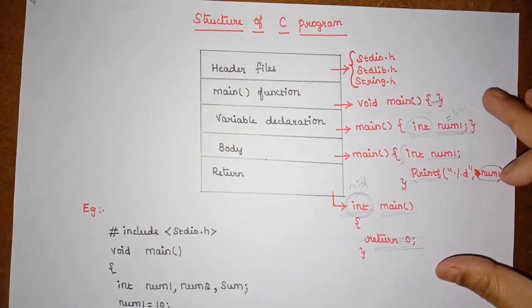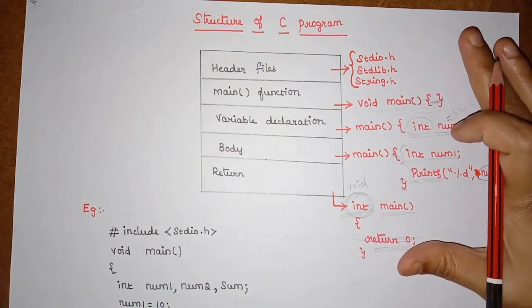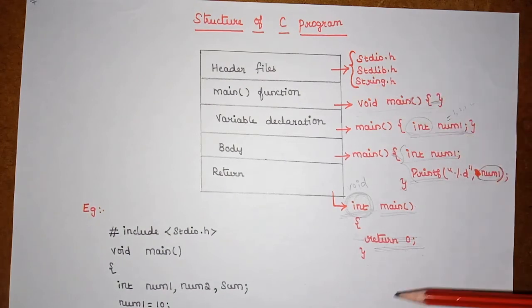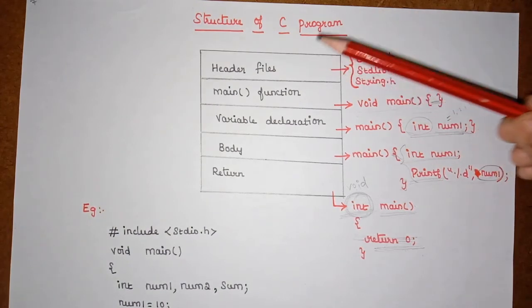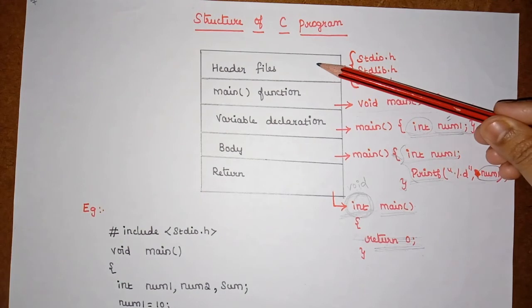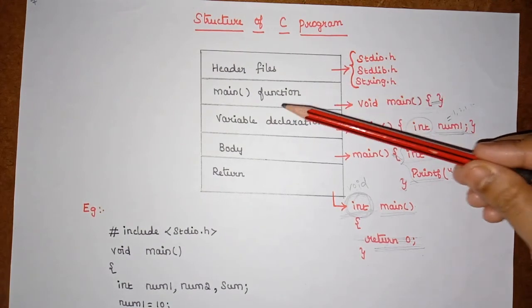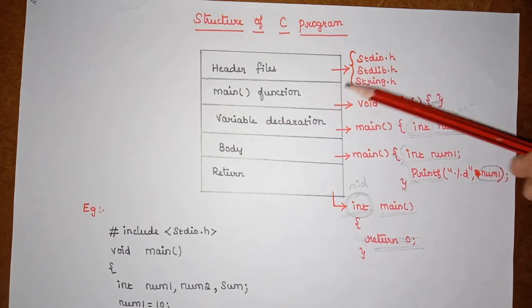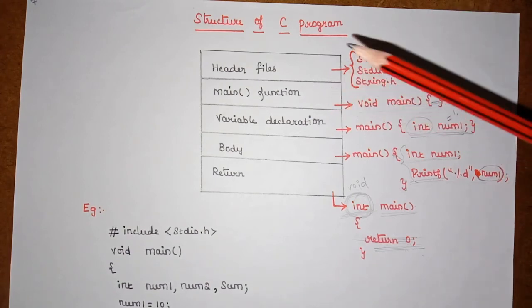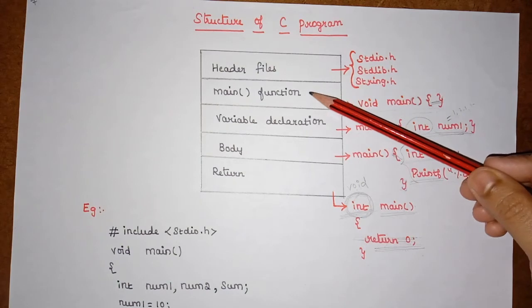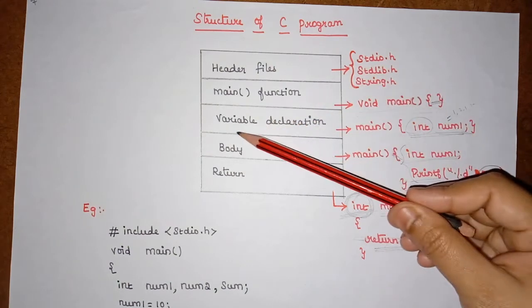Okay, so now this is the structure of a C program. This is how a C program should be written. Starting with the header file, it should always start with a header file. Then your C program should always have a main function. Without the main function, we cannot write a C program, because the execution of your C program always starts with this main function. Then inside that, variable declaration.